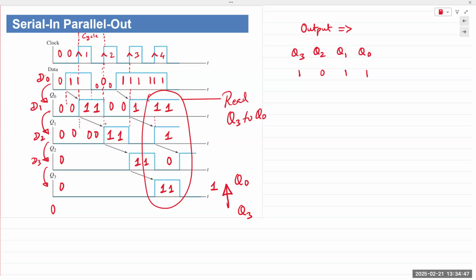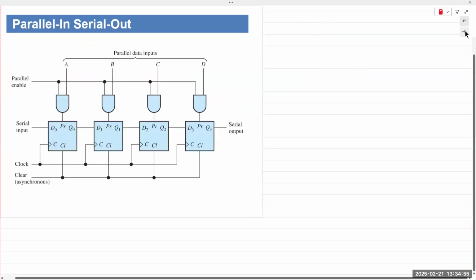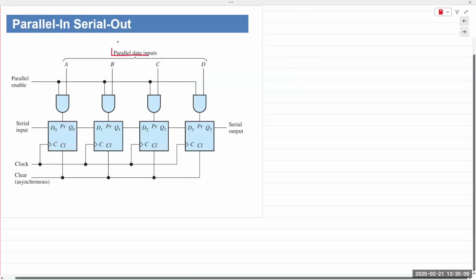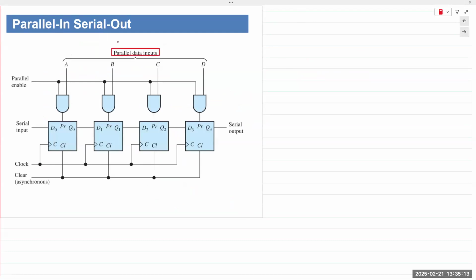All right, so that's the serial in, parallel out shift register. The next slide shows us the opposite, which is parallel in and serial out. Okay, parallel in and serial out. And in this case, let's show here. All of the data is going in a parallel fashion all at once. The output is now taken in a serial fashion.